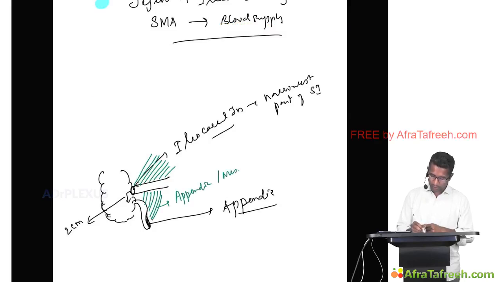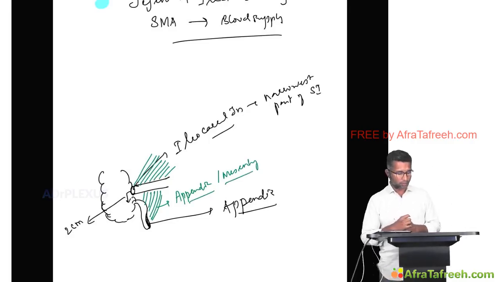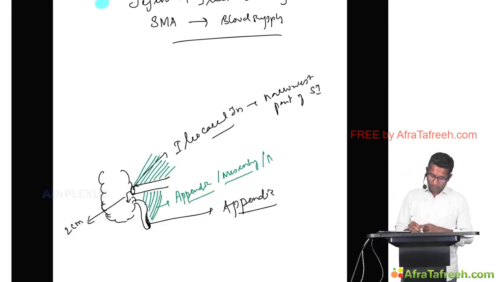This is called the mesentery of the appendix, also called the mesoappendix, okay.